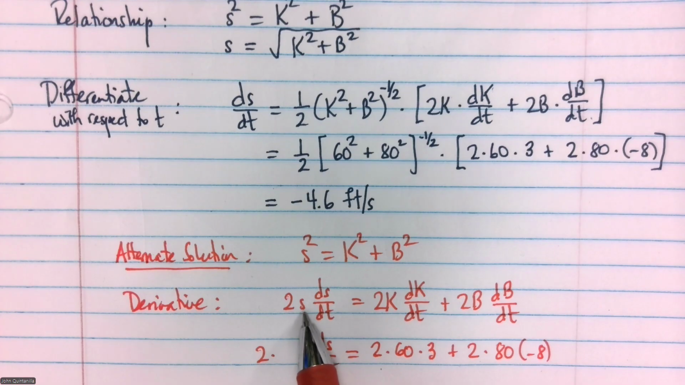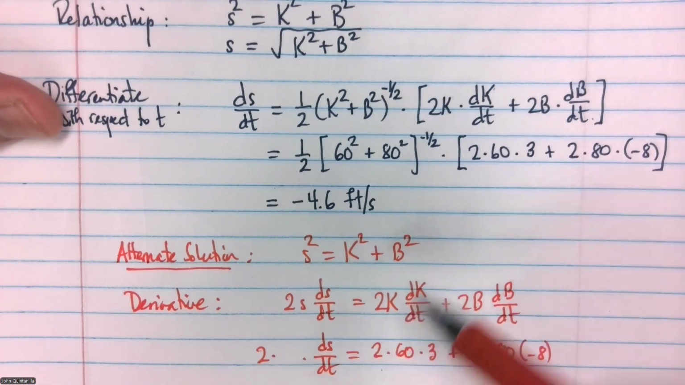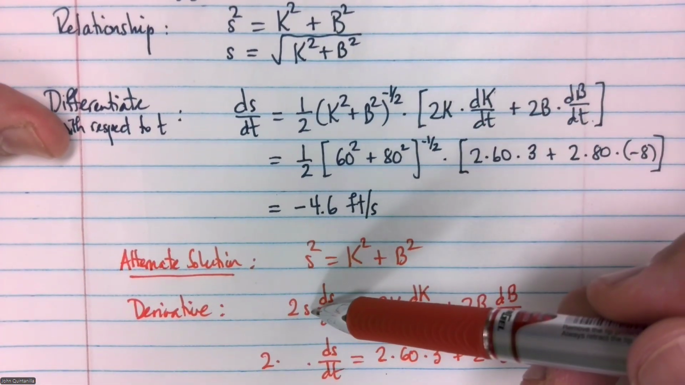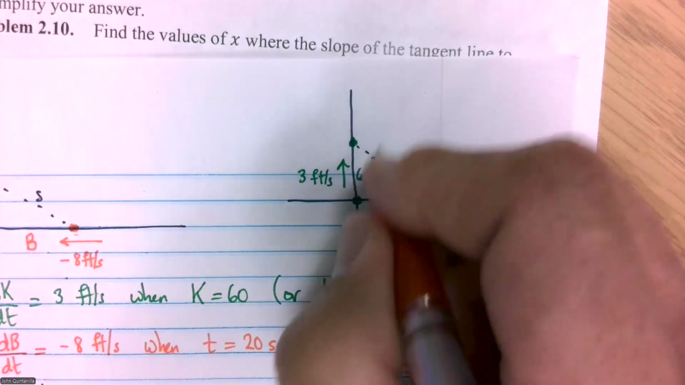Now notice that if I tried this alternate approach, I have to figure out the value of s, which I did not have to explicitly figure out before. So with the method in black that I did here, I didn't have to solve for the value of s. With this method in red, I do have to solve for the value of s. That's not too bad. The value of s at this point is the square root of 60 squared plus 80 squared by the Pythagorean theorem.